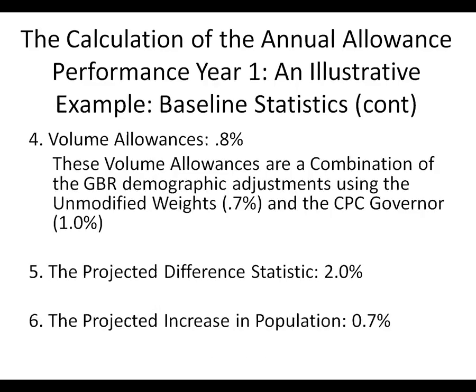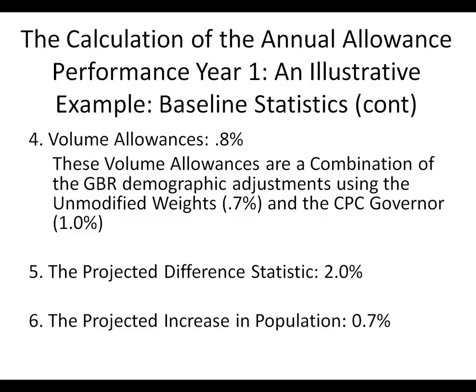And then on the next page, we have the volume allowances, which are a combination of the unmodified demographic adjustments in the GBR, which are 0.7. Those, by the way, are reduced a little bit because of staff policies relative to changing the weights, and the 1% of the CPC governor. So I've just assumed a mix of 2/3, 1/3 there, and the volume allowance assumption is therefore 0.8%. I've assumed a projected difference statistic of 2% based on the information that we've reviewed thus far, and I've assumed furthermore projected increase in the population of Maryland of 7%.